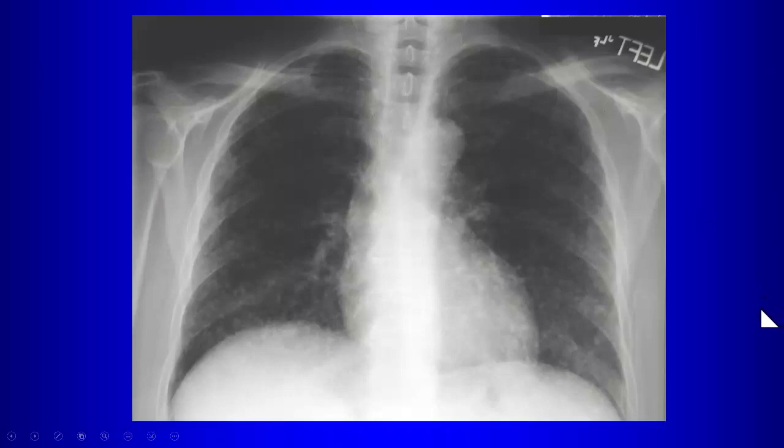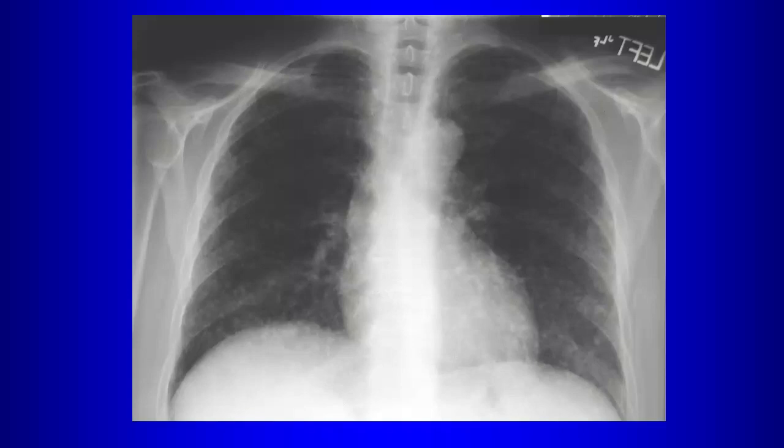Okay, chest radiograph, normal or abnormal? That's the easy question. Of course, it's abnormal. So how would you describe the abnormality? What would you say? Big nodules or small nodules? Micronodules, right? So there are many small nodules here scattered throughout the chest.